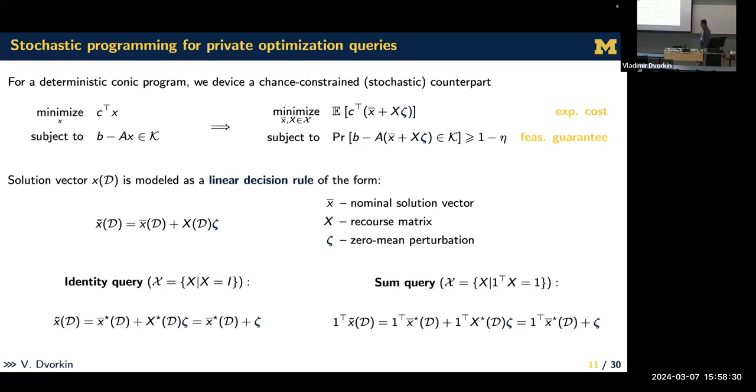There are different queries that we can answer. One optimization query is called identity query. Basically, we want to release the vector of the optimal solution. In order to release the vector of the optimal solution, we need to make sure that this component is data independent. And to do it, we have additional constraints on our recourse. They require it to be identity. So in optimality, when we solve linear decision rules using this chance-constrained program, our response will look like the optimal solution for the nominal component plus data-independent perturbation. And similarly for other queries, we introduce other sets of constraints.